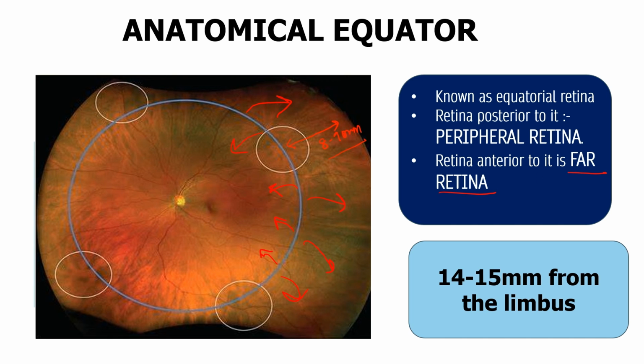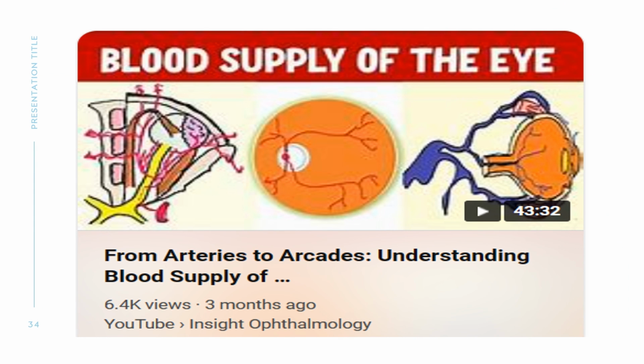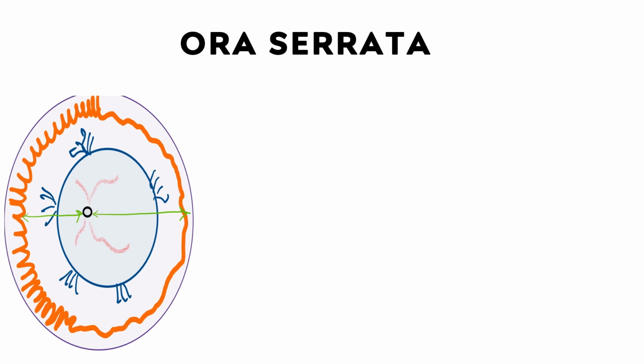Now, there's another way of talking about the anatomical equator, and that is using the limbus as a reference. The anatomical equator is situated at a distance of about 14 to 15 millimeters from the limbus. Okay, another high yield point that you can remember. Now, this was the video I was talking about, the blood supply of the eye, and the link is going to be there in the description box.